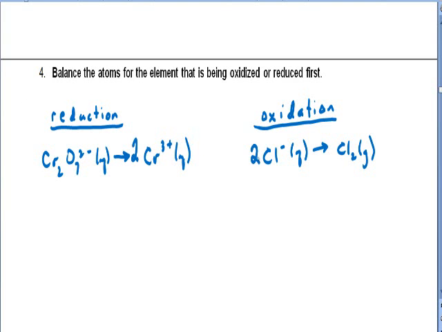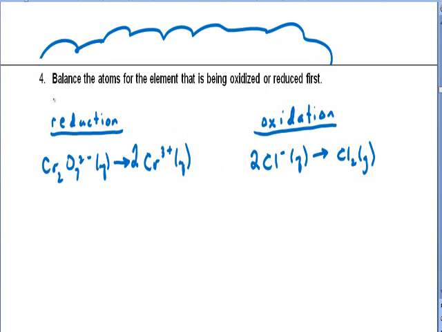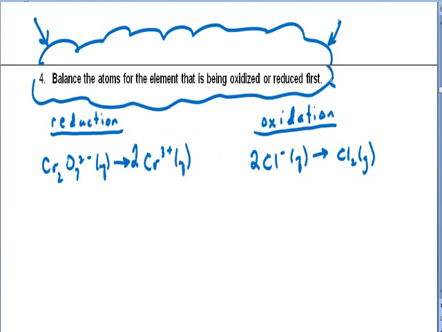This is a key step in the process. This must be done first when doing oxidation reduction balancings. Always remember, identify, and then balance the actual atoms being oxidized or reduced first.